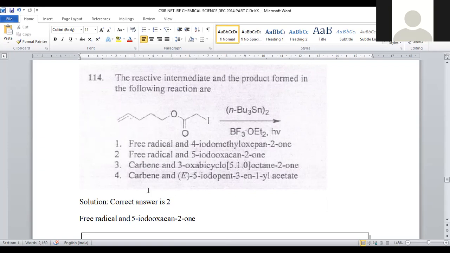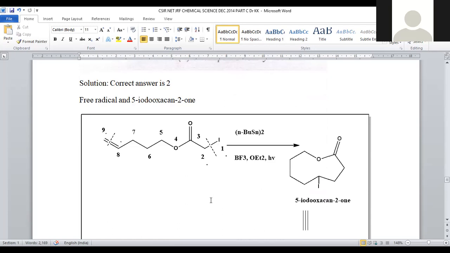Carbene may not be possible, because in order to generate the carbene, either trichloromethane, such a kind of moieties may be present, otherwise aza groups may be present. Any such groups when present, then only carbene will be originated. There is no provision for such a kind of reaction. Only the possibility will be free radical, and we have to get 4-iodo or 5-iodo. What is the position of the iodo group, that we have to predict. Let us see the mechanism, and here is the reaction.